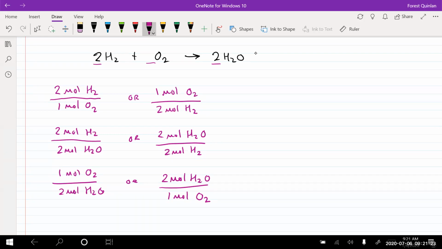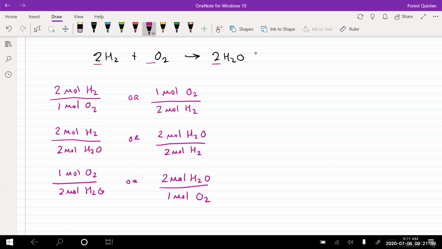Now, each of these, what we call molar ratios, are nothing more than a conversion factor. We're going all the way back to the first exam where we did conversions. It's just a different kind of conversion. Instead of feet and inches and meters, it's just from one species to another.